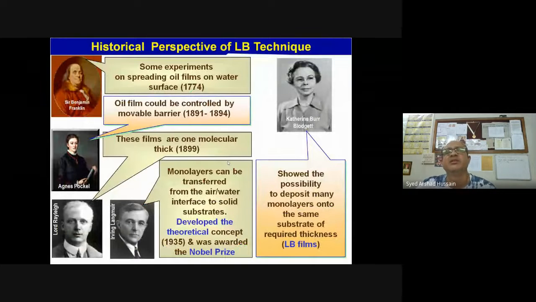So let us look at the historical perspective of the technique. Long back, scientists were performing some experiments where oil was spread on the water surface and the oil spread throughout the surface. This experiment was done long back in 1774, in the 18th century. And scientists said that this was the basis of the Langmuir-Blodgett technique. Then Agnes Pockels continued the study of this oil film on water, and she concluded that this oil film is single molecule thick. And she also tried to control this oil film using a barrier.